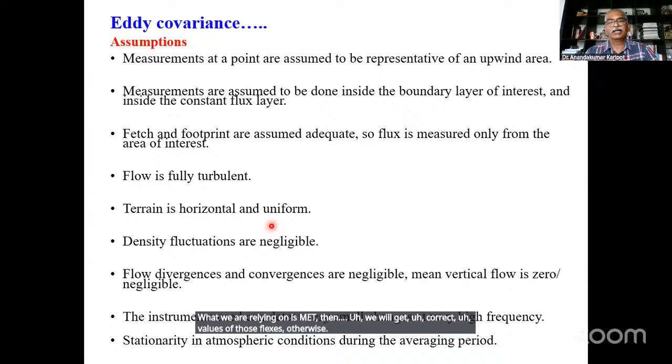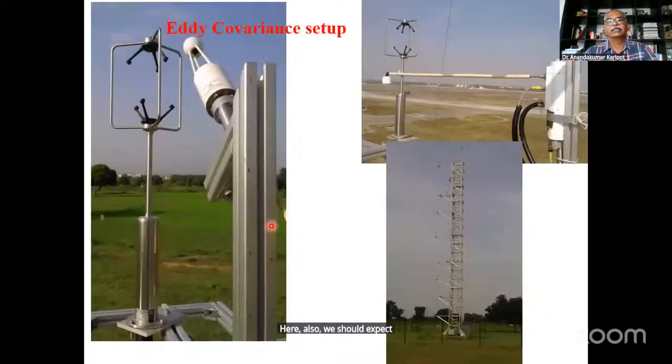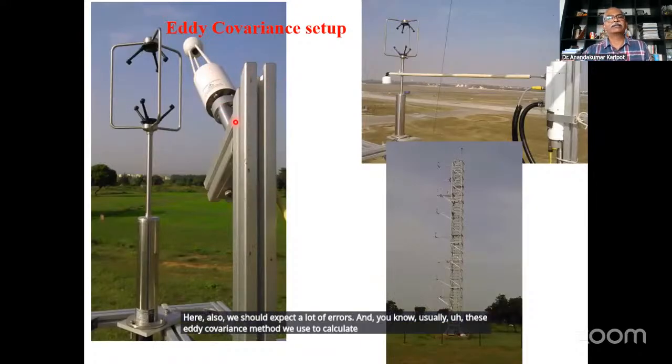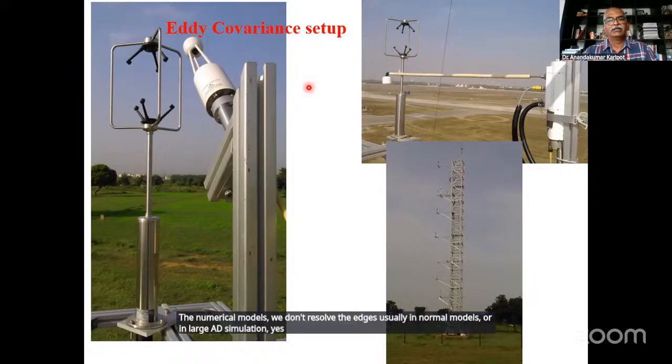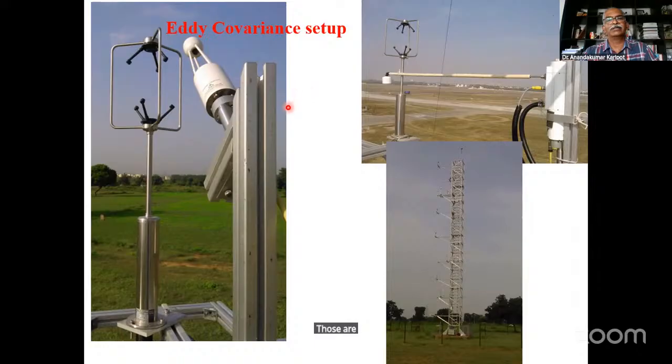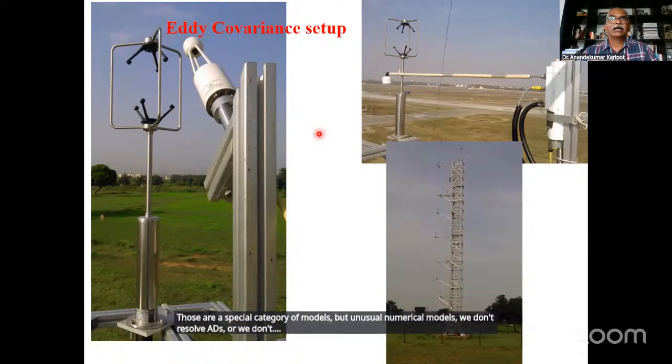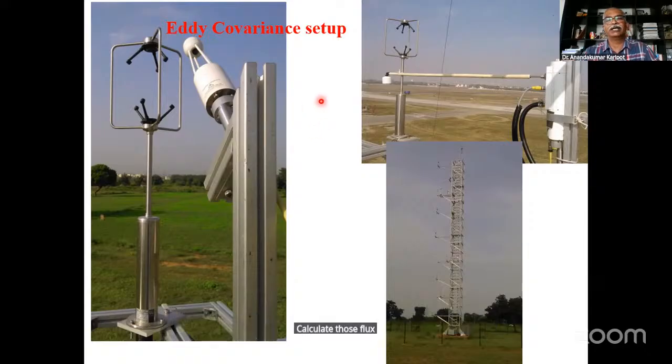Otherwise, here also we should expect a lot of errors. And usually this eddy covariance method we use to calculate fluxes from the measurements. The numerical models, we don't resolve the eddies usually in normal models. In large eddy simulation, yes, but those are a special category of models. But in usual numerical models, we don't resolve eddies, so we don't calculate those fluxes using eddy covariance in the numerical model. So usually it is a measurement-based method.